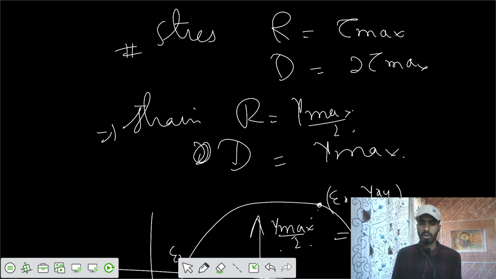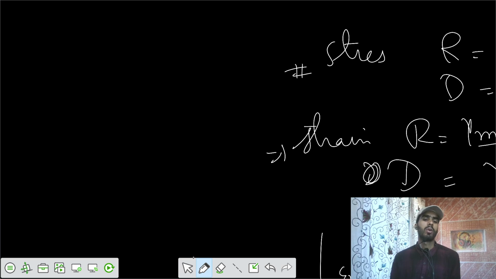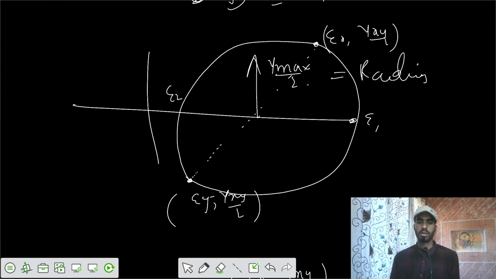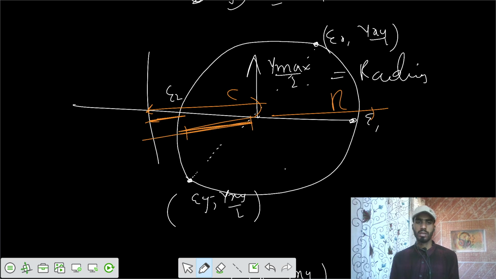Yeah, if you talk about it in terms of Mohr's circle, I would say strain 1 equals C plus R and strain 2 equals C minus R. You can see from this circle also that this is strain 1, that is center plus radius R, and this one is strain 2, that is center minus radius R. So you can get strain 2 also.